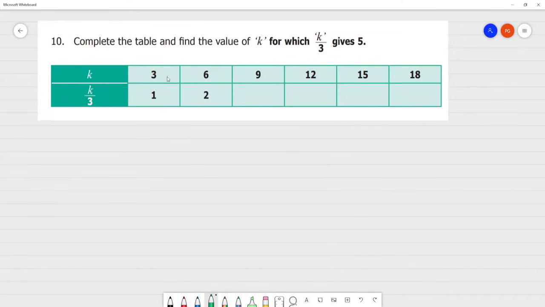Complete the following table and find the value of k for which k by 3 is equal to 5. நமக்கு என்ன சொல்லிருக்காங்க, k by 3 is equal to 5 வரணும்னா k ஓட வேல்யூ என்னவா இருக்கணும் அப்படின்னு சொல்லியிருக்காங்க. இப்போ ஃபர்ஸ்ட் ஒன் வந்து என்ன பண்ணிருக்காங்க, k is 3 சப்ஸ்டிட்யூட் பண்ணிருக்காங்க.